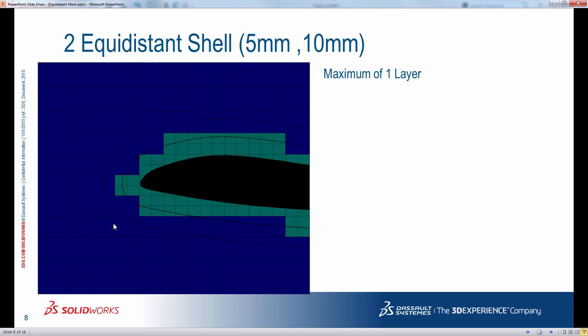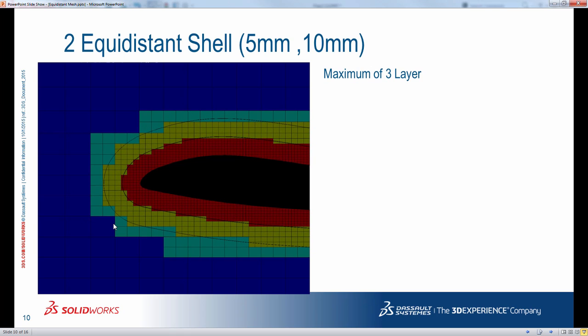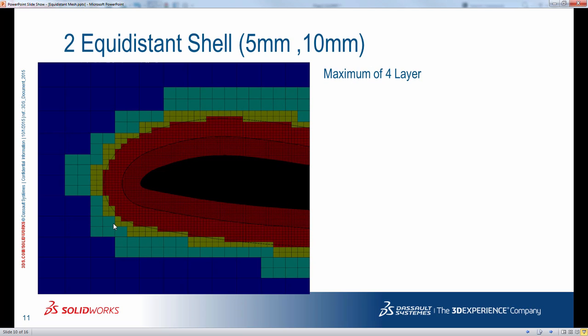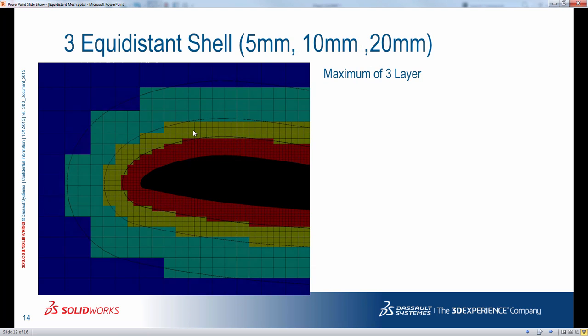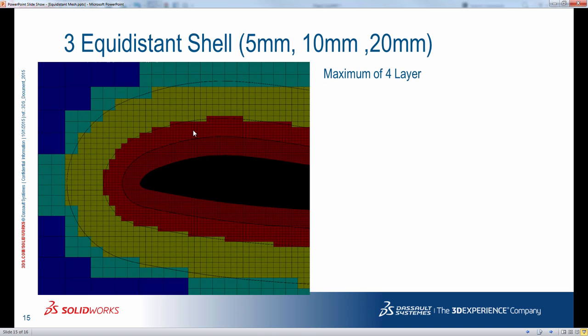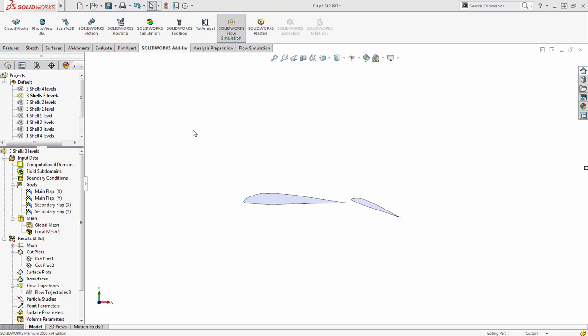Similarly, if we add multiple shells, we get more flexibility in controlling the mesh, especially when you have 3 or 4 layers. So we can control the uniformity between these shells. And of course, if we go up to 3, we see the same trend where we get much more control exactly where we want it. So let's take a look at this model to show how that works.